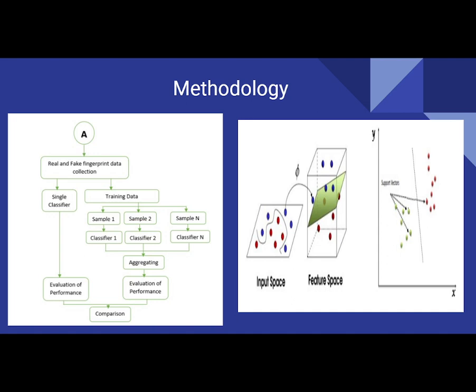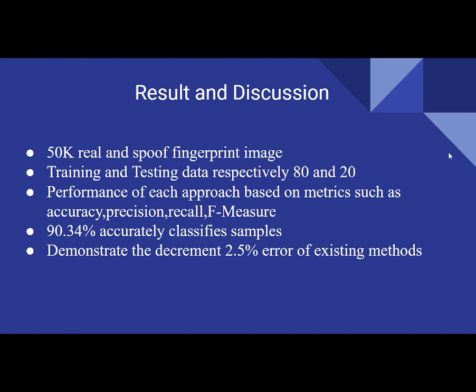One of the most important considerations in the classification of liveness fingerprint detection is spatial resolution. So there are 50K real and spoof fingerprint images in this paper. Training and testing data are split 80 to 20, 80 for training and 20 for testing.